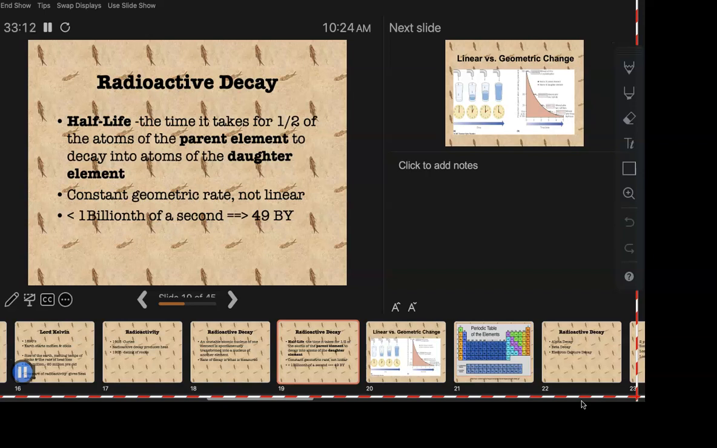It's like if I were to walk to the door, each step being halfway to the door. The first step's going to be a doozy. The next step, less so. And then as I get closer and closer to the door, almost imperceptible. So, but this billionth of a second, it equals 49 billion years. No clue what I was talking about there.